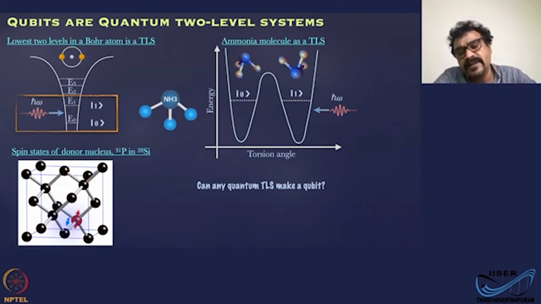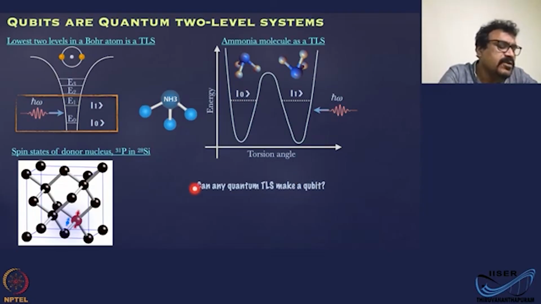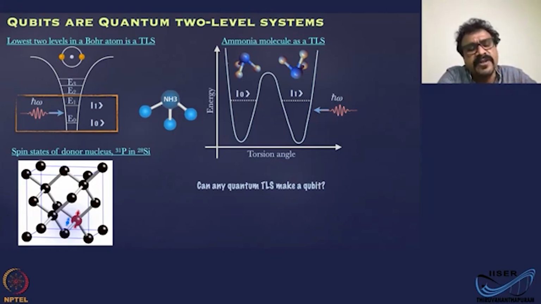But now the question is, can any two-level system give you a qubit? There are a lot of opportunities, a lot of options. You can have any number of quantum mechanical systems, various kinds of confinement, and you can somehow restrict the system to two levels. Can they make a qubit, or can you make a quantum computer by using these systems? That is the natural question one would like to ask. But the answer is very interesting, and it's actually no.